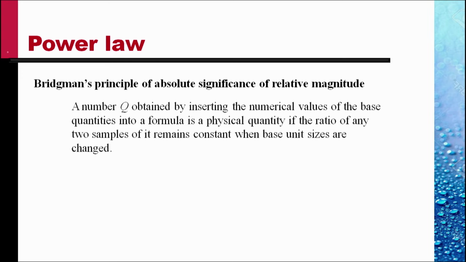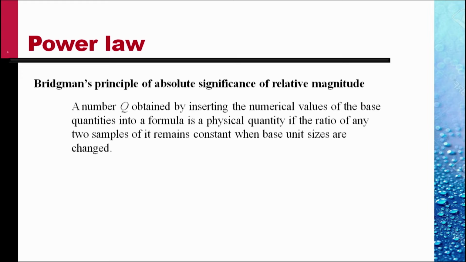Now, there is a famous principle due to Bridgman which says a number q obtained by inserting the numerical values of the base quantities into a formula is a physical quantity if and only if the ratio of any two samples of it remains constant when the base unit sizes are changed. The principle of absolute significance of the relative magnitude.